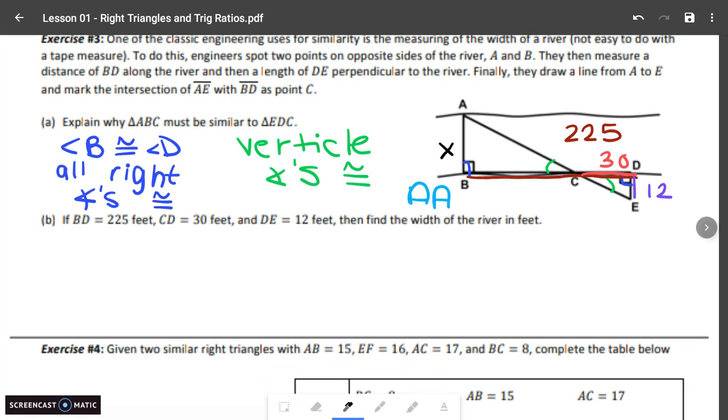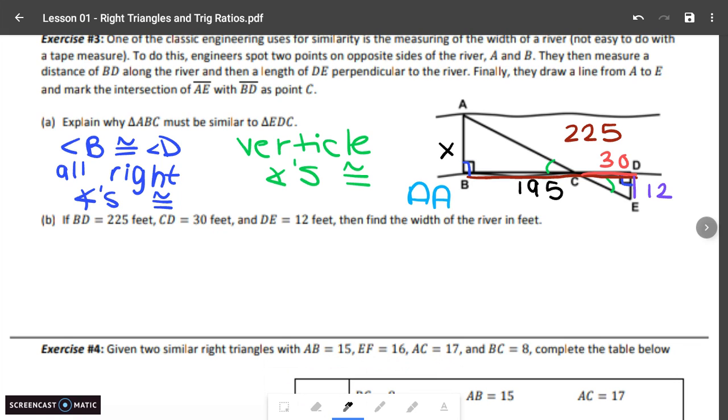So one thing we have to be careful of, though, is this BD. BD is not a part of my proportion because BD is both triangles combined. So we have the smaller piece is 30, and then that whole thing is 225. So we're going to subtract that to get BC. So 225 subtract 30 ends up being 195. So now I have all four sides that I would use for my proportion.